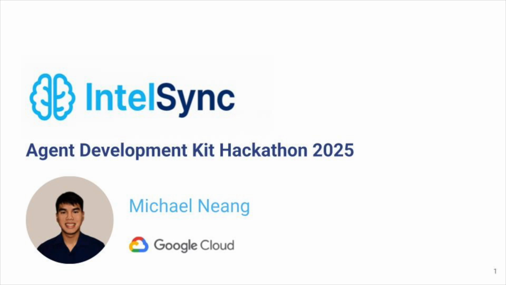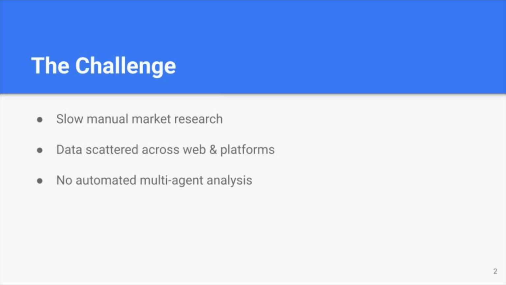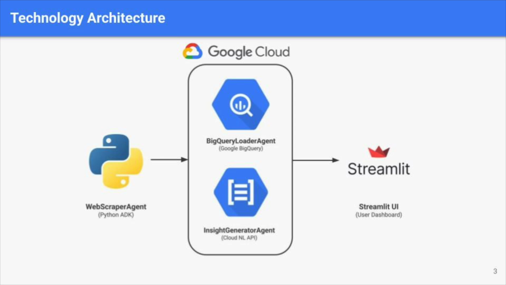actionable insights. Market intelligence is essential, but traditional research methods are manual, fragmented, and slow. Teams spend significant time finding and processing data scattered across websites and databases. IntelSync solves this problem by automating the full research cycle, efficiently gathering, analyzing, and summarizing critical market insights using orchestrated autonomous agents. Let's quickly explore the architecture.